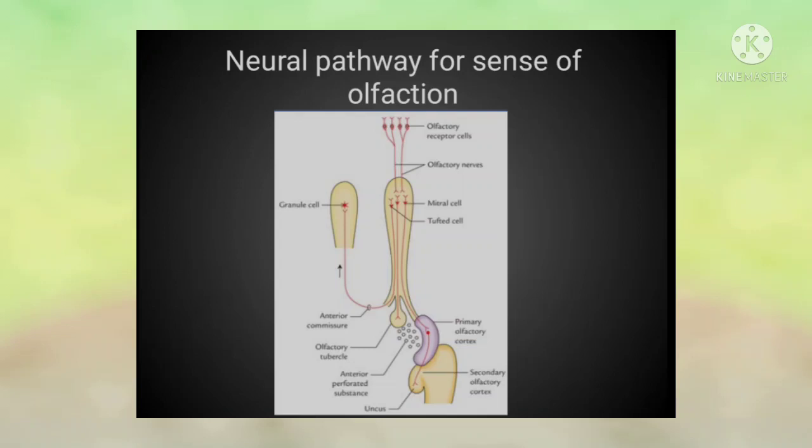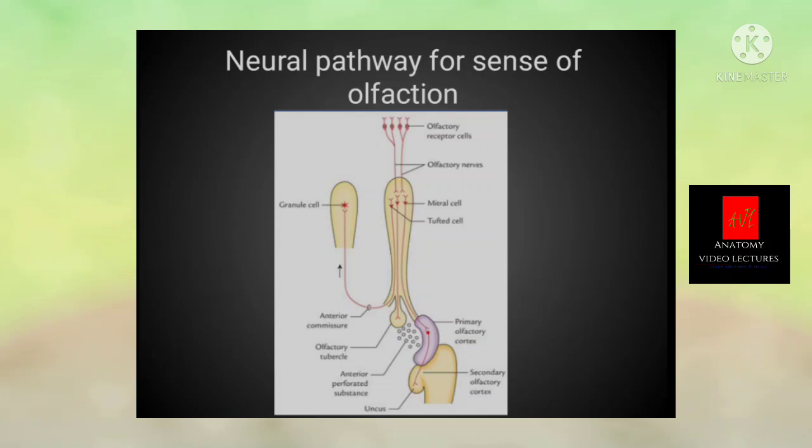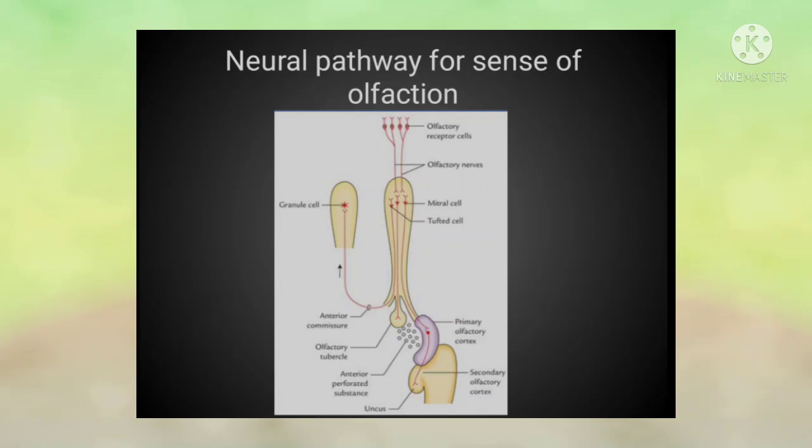Most of the axons of mitral cells form the lateral olfactory stria and run to the primary olfactory cortex on the same side, which is located between the anterior perforated substance and the uncus on the inferomedial surface of the temporal lobe of the brain. Some neurons run via the intermediate olfactory stria to connect with the olfactory tubercle, hence with the limbic system. The axons of tufted cells run in the medial olfactory stria and cross the midline in the anterior commissure to form synapses with the granule cells in the opposite olfactory bulb.